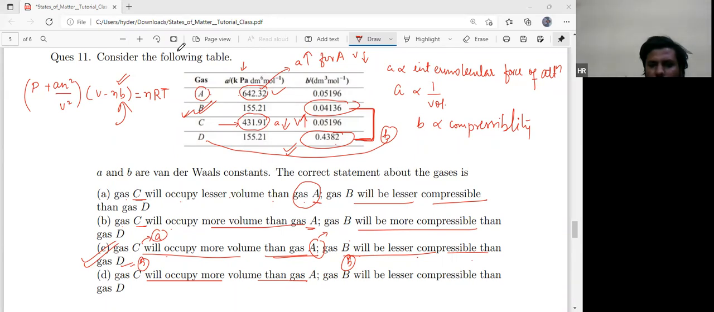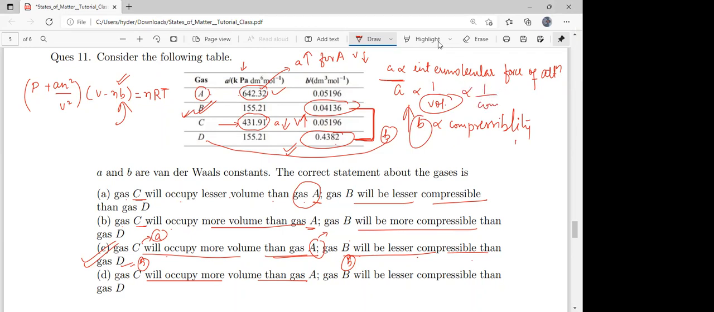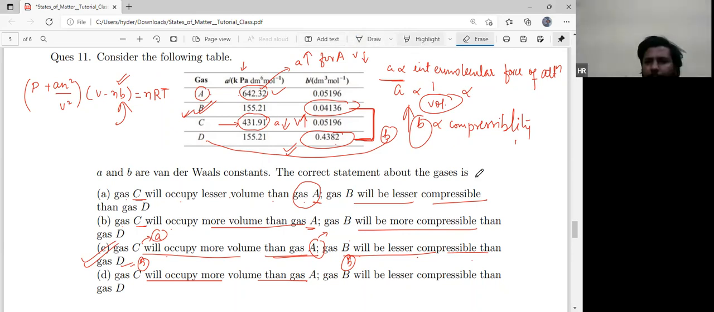Are you done with this question? Just remember, if we increase the value of A, force of attraction increases, volume decreases, B increases, compressibility factor increases. Okay. Can I change the slide? Yes, sir. Okay.